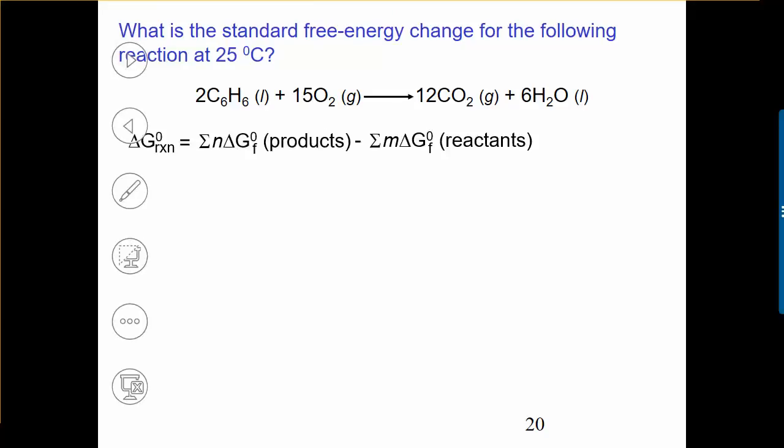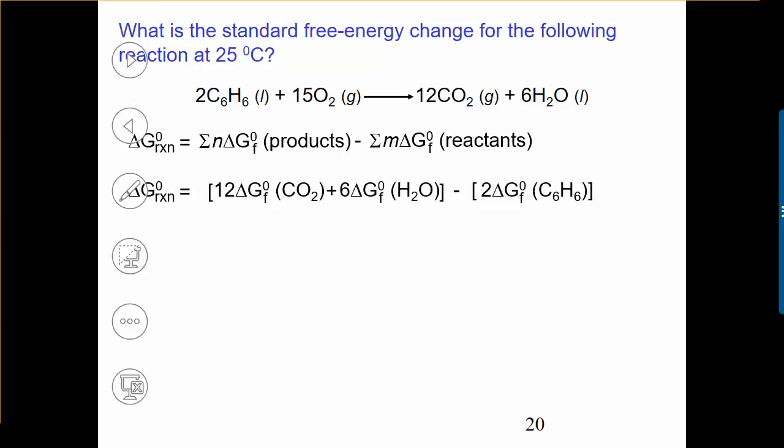What is the standard free energy change for the following reaction at 25 degrees Celsius? Okay, we're going to use products minus reactants. We find the delta G of formations from our book, and here we're going to multiply the carbon dioxide by 12, the water by 6, the benzene by 2, okay? And oxygen, why don't we have an oxygen over here times 15? Good, its delta G is 0. So we don't include it.